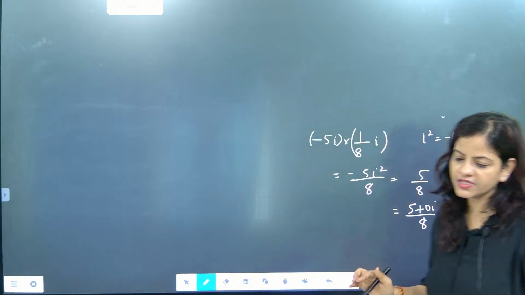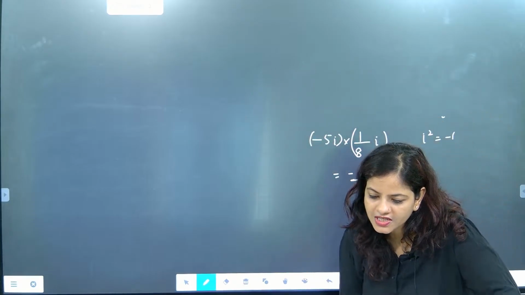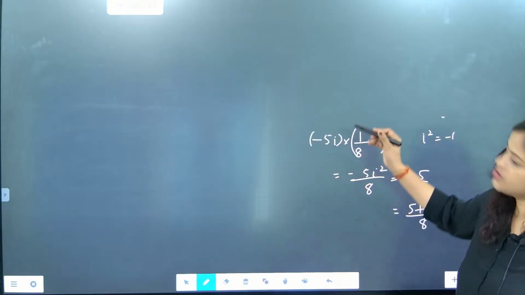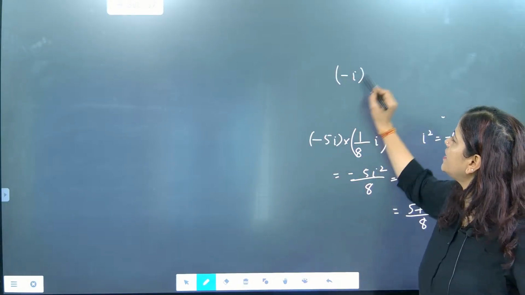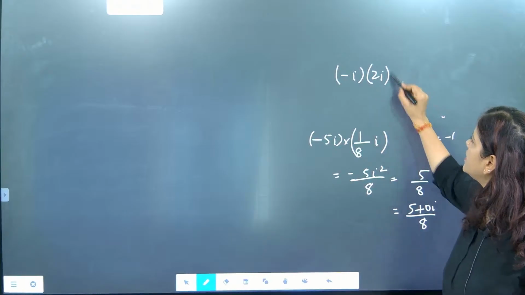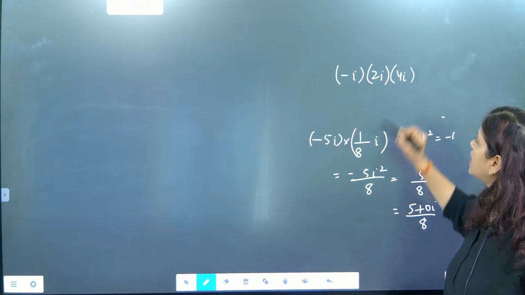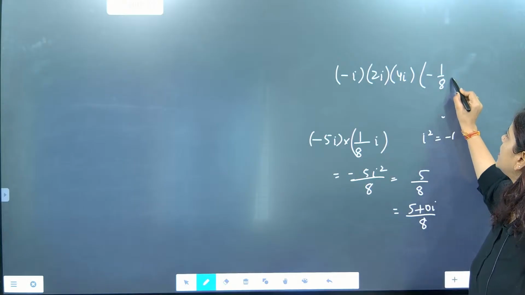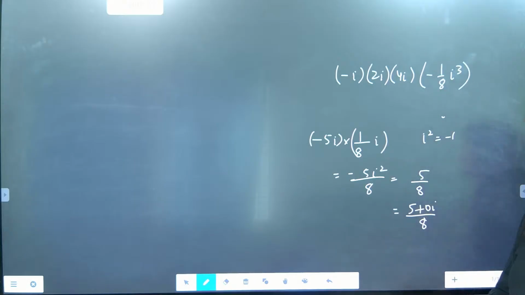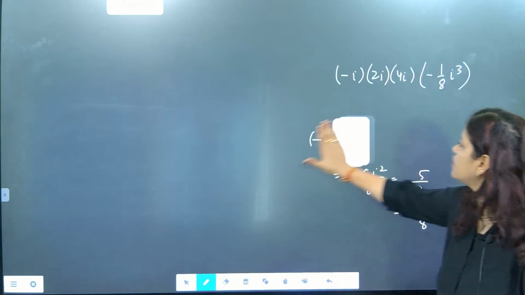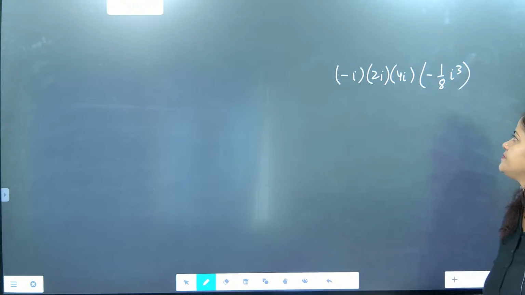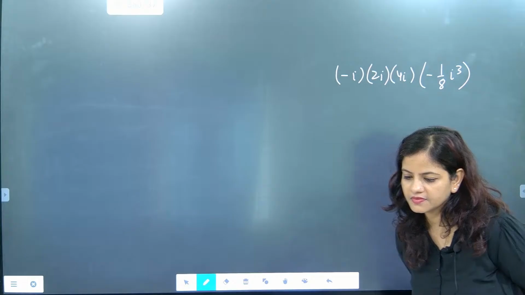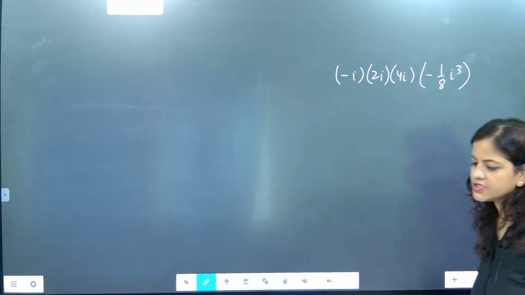Same, you have to express in the form of complex number. First answer was given by Sujay. Second answer is given by Siddharth. Super. So now beta question is minus i, 2i, 4i and minus 1 by 8i cube. Solve it. What is the answer? Try to write as fast as possible.